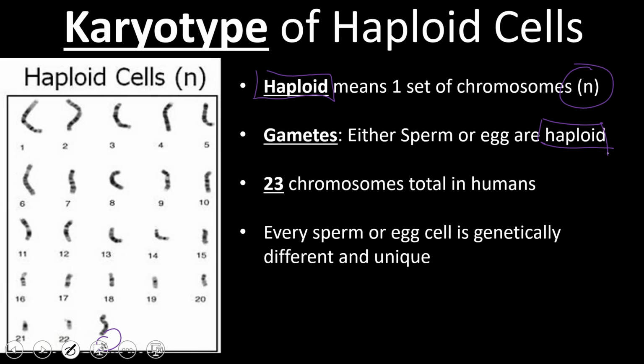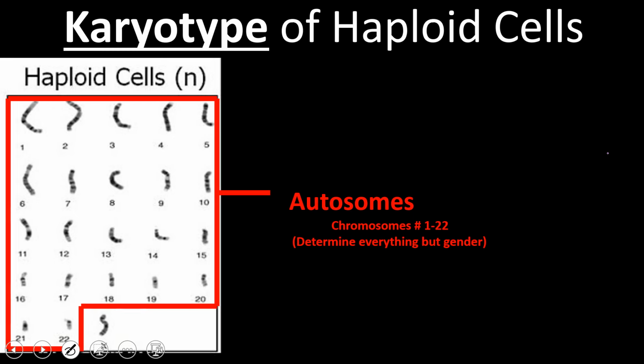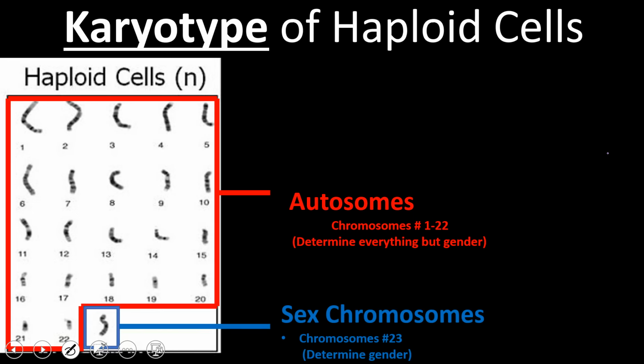Now, if you look at the autosomes, chromosomes number 1 through 22, they determine everything about you except your gender. The last one is the sex chromosome, chromosome number 23. In this case, that is an X chromosome, okay?